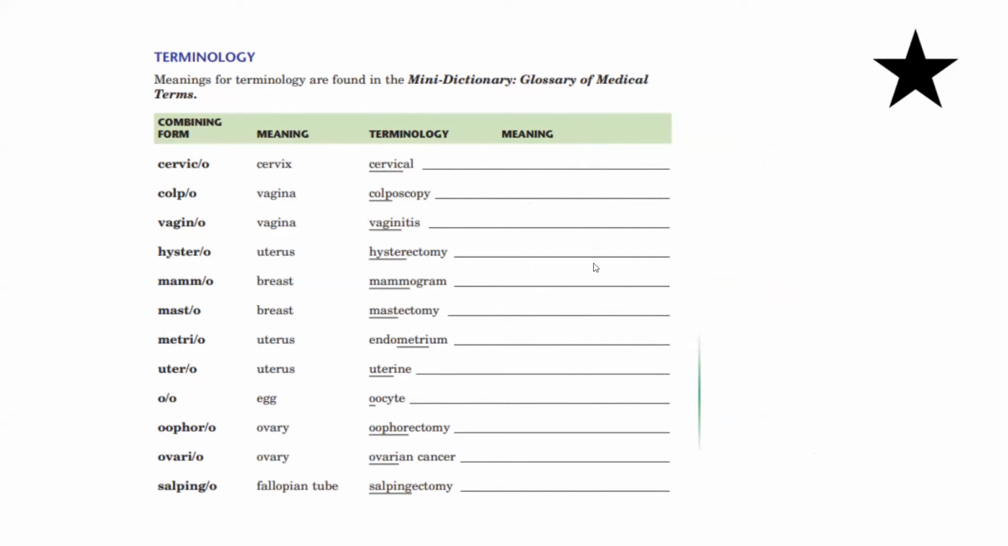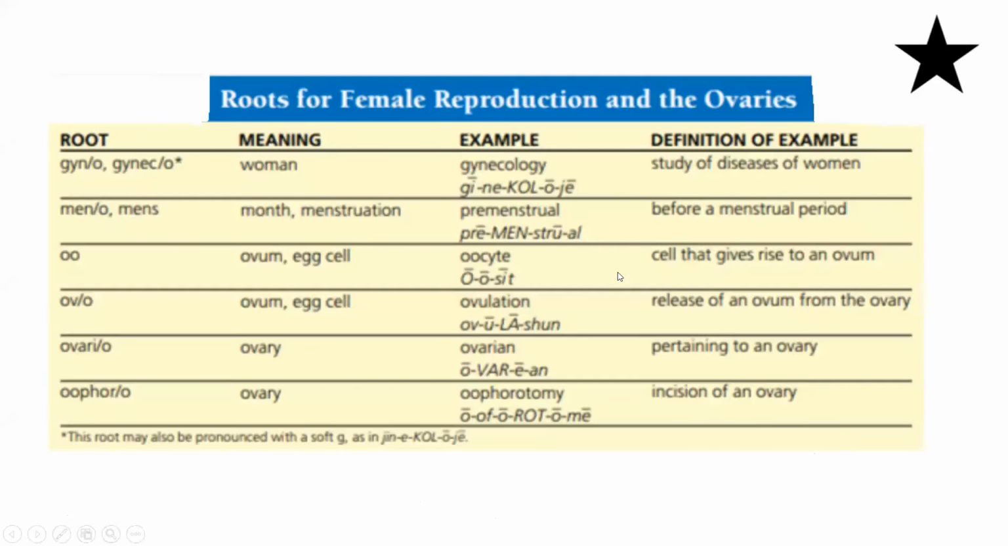Then we see further what is over there in the next slide. As we have seen the construction of our words, we have certain roots. So for the female system, we have roots which are to be remembered. Now the roots are gyno or gyneco. So we have gynecology, gyne related to females, to women, and logy, study of the diseases of women.